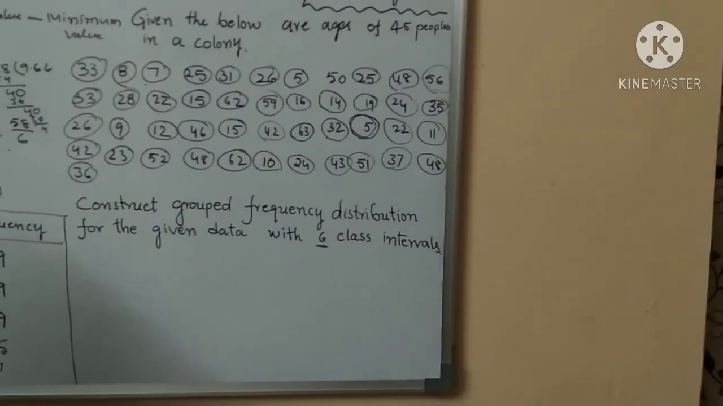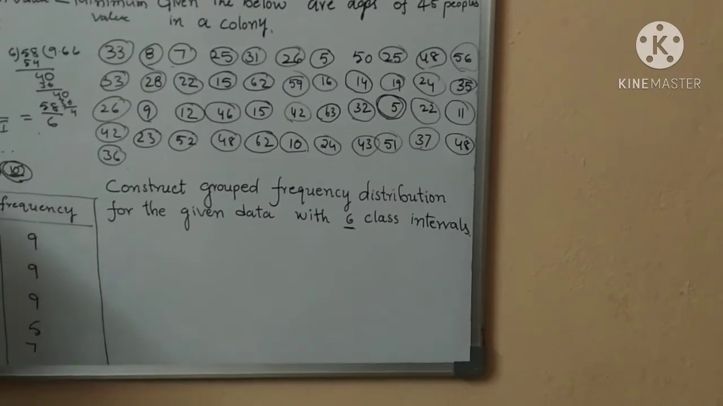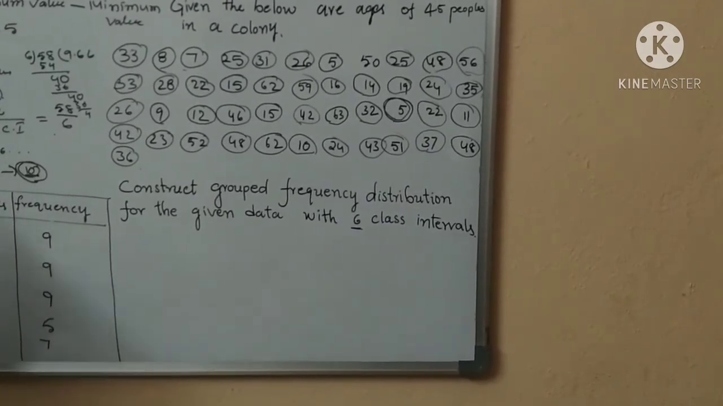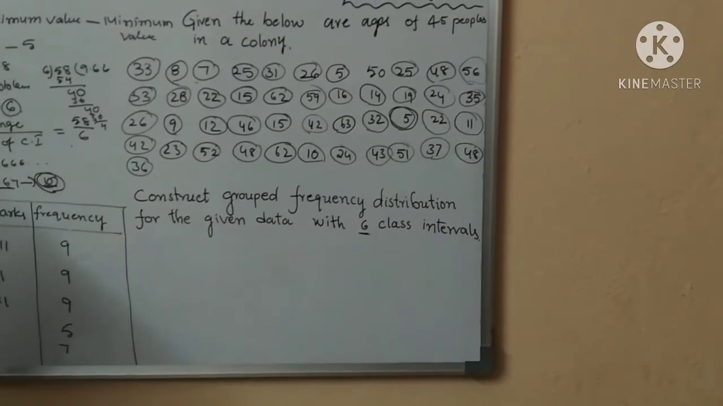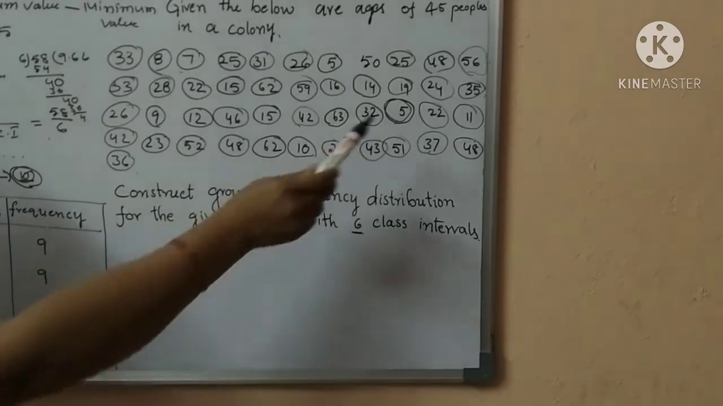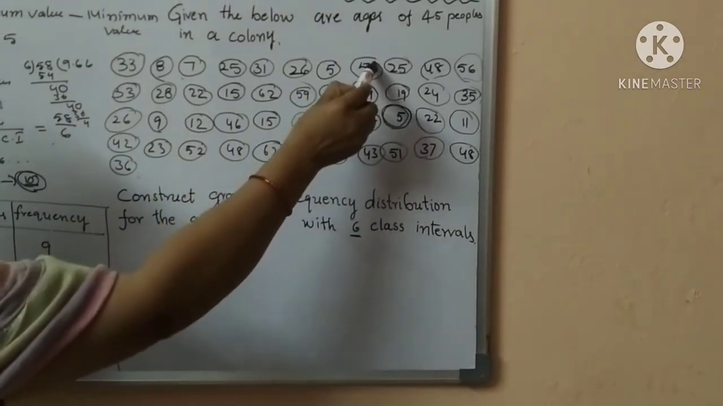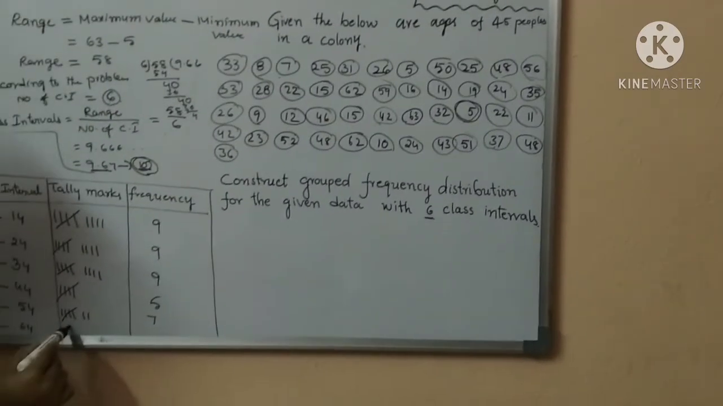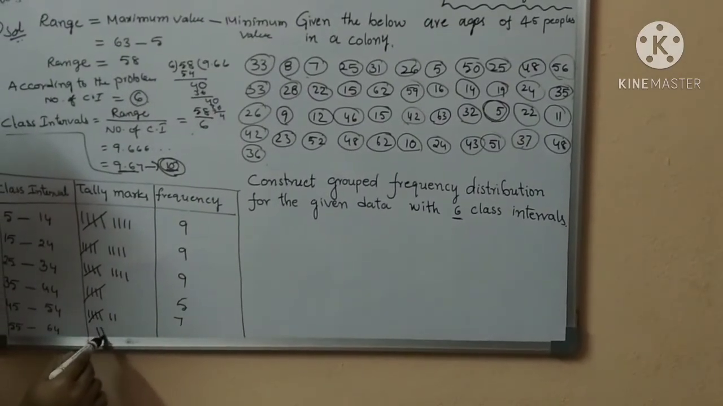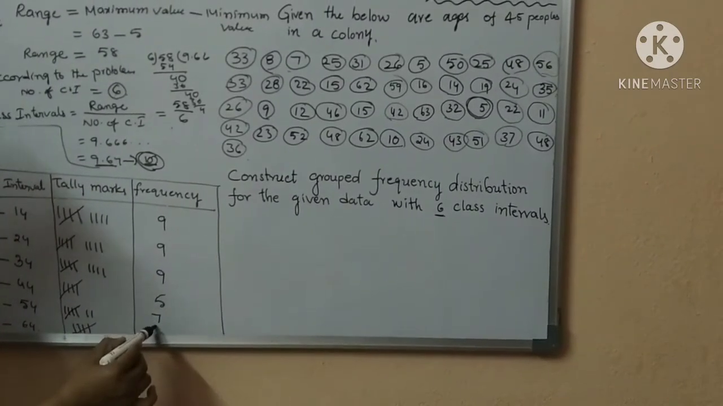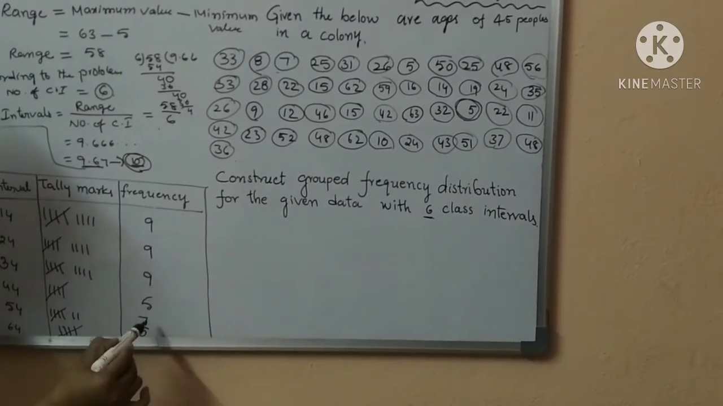So here, is any number there? 55 to 64. 55 to 64. One more. Yes. So here also is there. How many are there? 5. 1, 2, 3, 4, 5. So here write 5.